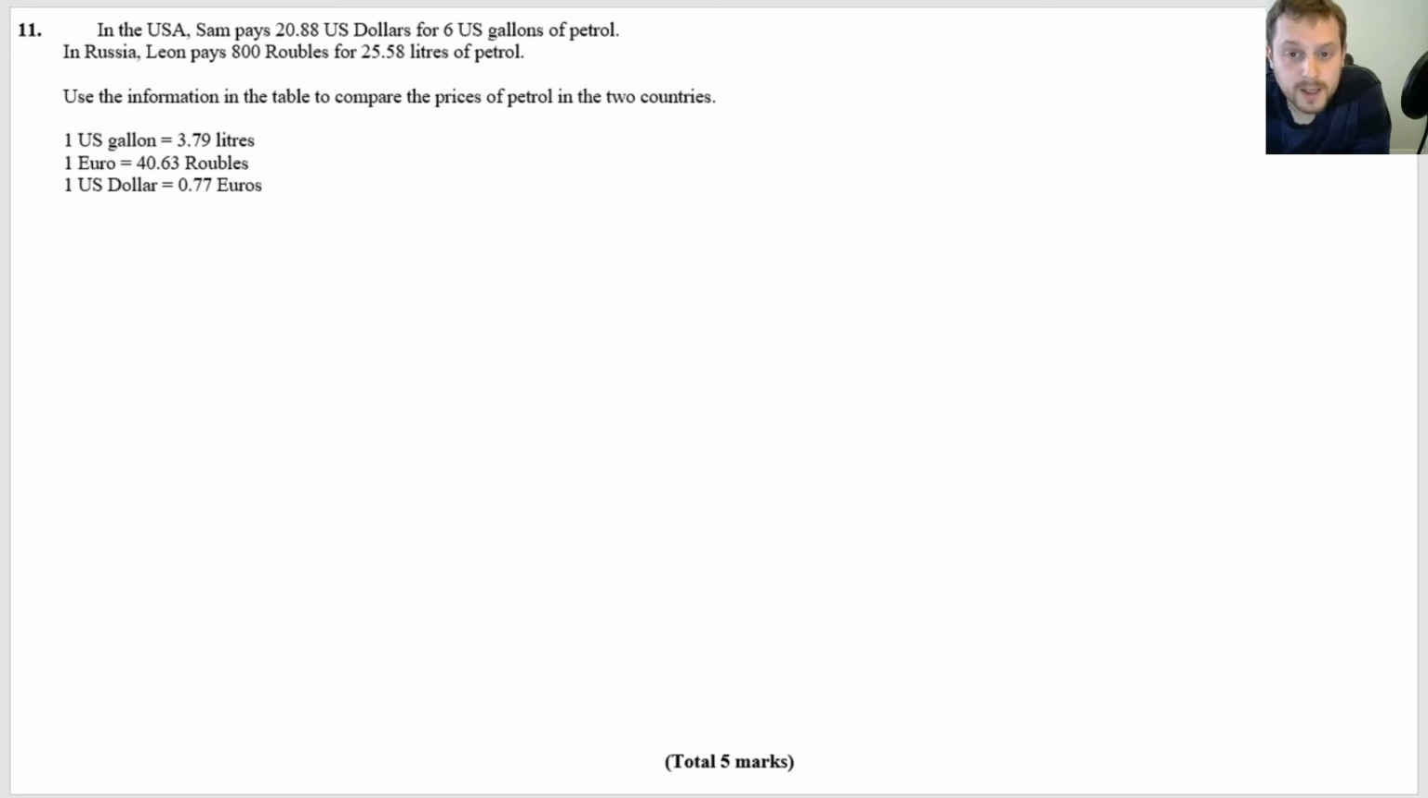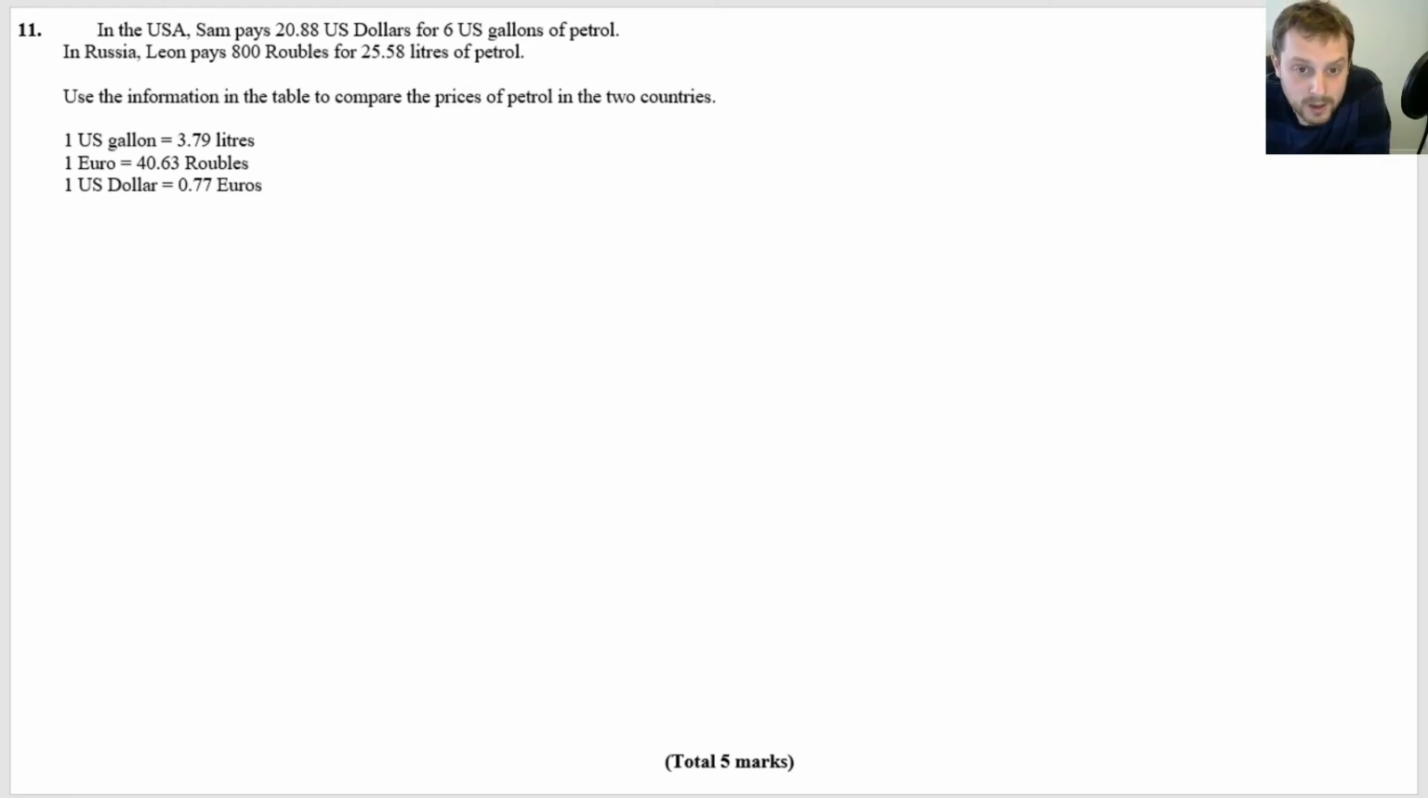So right away, we've got different currency and we've got different measurements of capacity, different units of capacity. So have gallons versus liters. And we're asked to compare the prices of petrol in the two countries. So we have to work out where is it more expensive actually to buy petrol. So in order to fairly compare these, we need to be measuring them using the same types of capacity. So we need them either both in liters or both in gallons. And we also need the currencies to be the same.